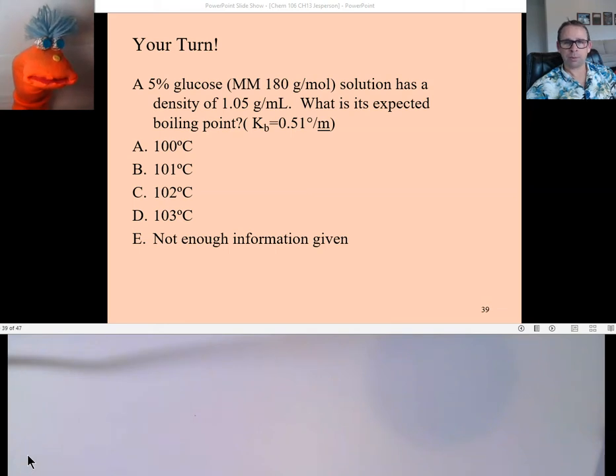What about the boiling point? Adding solute to water raises the boiling point. Very good. So here's a question about a 5% glucose solution. A 5% glucose solution has a density of 1.05 grams per milliliter. What's the expected boiling point? Expected boiling point. Okay.